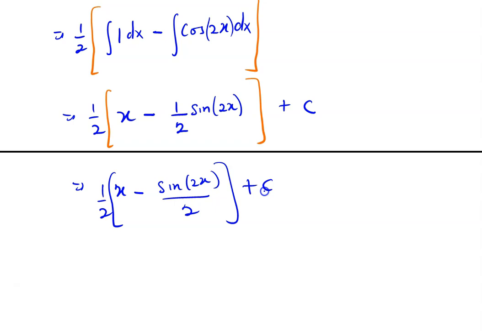Once you get this, you can manipulate it in any way that you want to get your final answer. So you can rewrite your final answer in any form. So that's the integration of sine squared x. Sorry for mixing up the sine squared x and the sine 2x. So this is the integration of sine squared x. Are you okay?